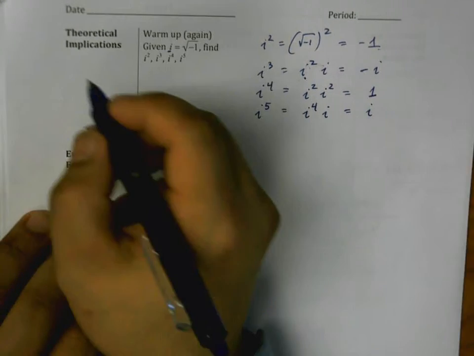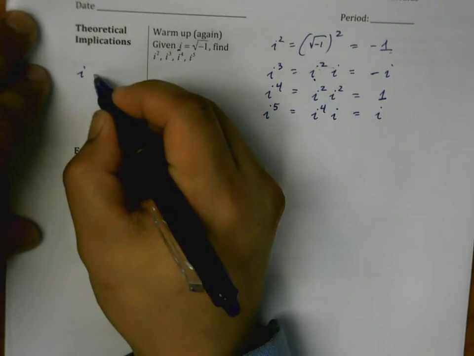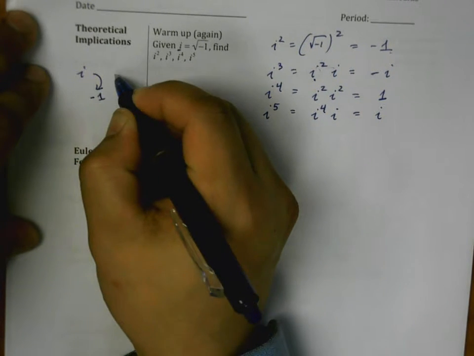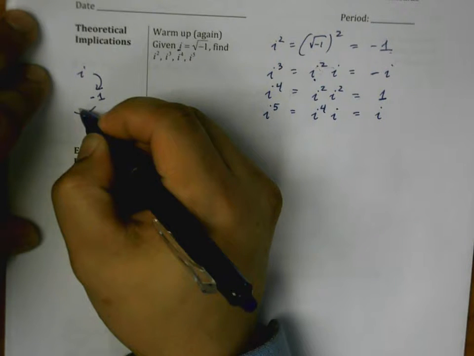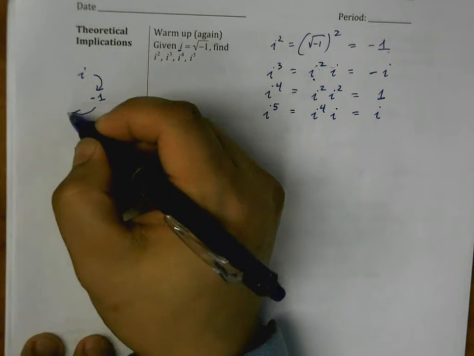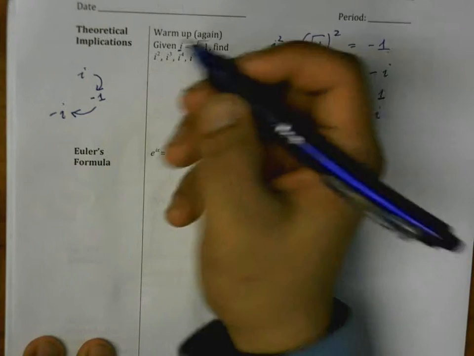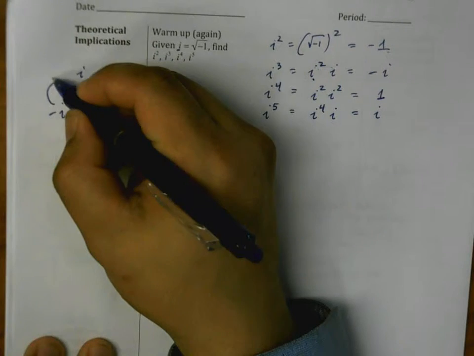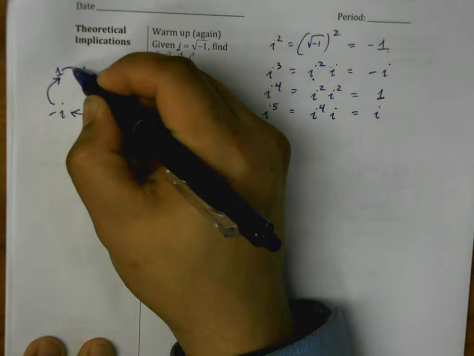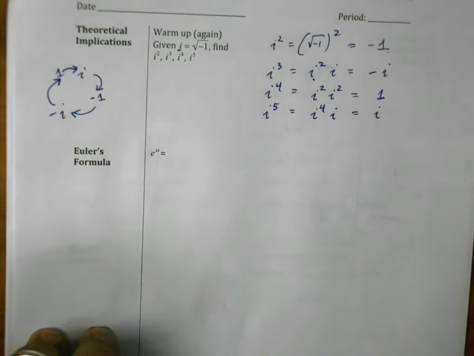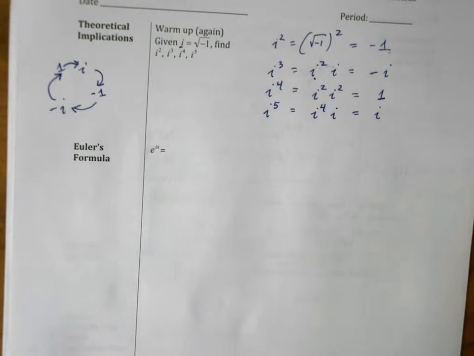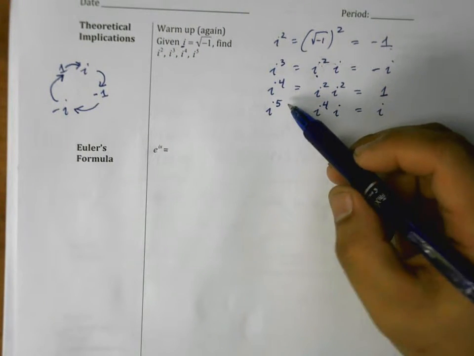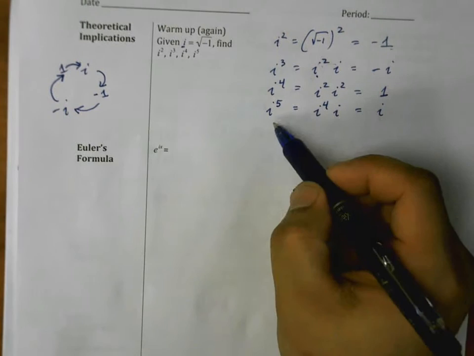So you kind of have this loop here. i, if you square it, it becomes -1. If you take that and multiply by i again, you're going to get -i. And if you take that and multiply by i again, you're going to get 1. And if you multiply that by i again, you're going to get i. So this is an ongoing loop forever. No matter what power of i you have, it's always one of these four answers.